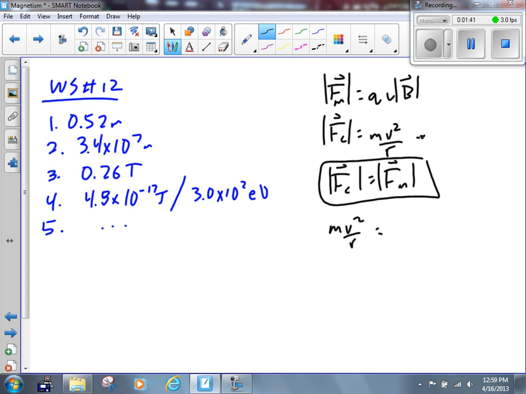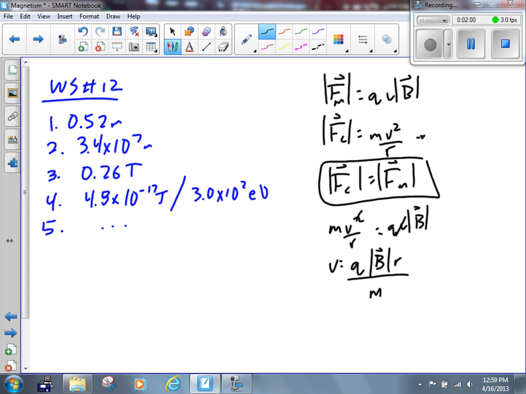Fc equals Fm, or mv squared over r equals qvb. These cancel. We're solving for the speed here, so let's take the r up by multiplying. It becomes q times b times r. And then let's take the m down by dividing. It becomes QBR over m.